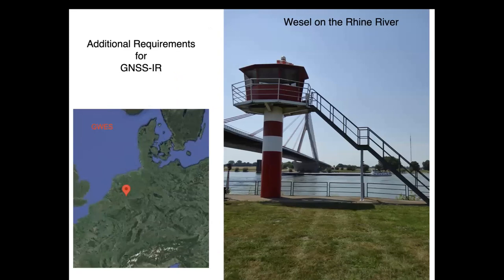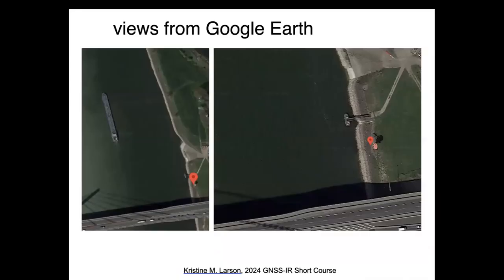So I apologize, I'm getting to water pretty late. This is for Wesel. It's a river in Germany. And I got some Google Earth images which show you some of the problems with the site. Boats are bad. In particular, I've looked at some sites where people park their boat right here. And that's bad.